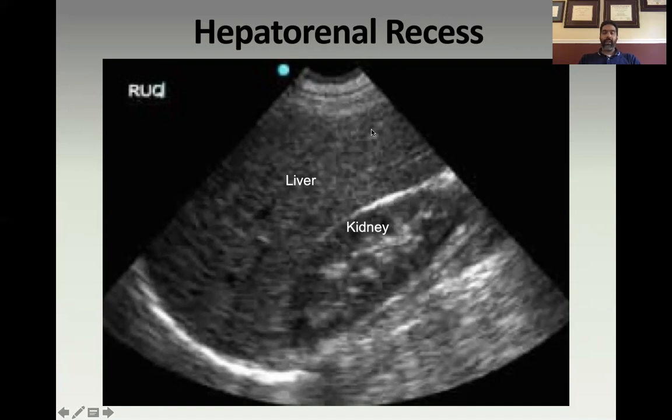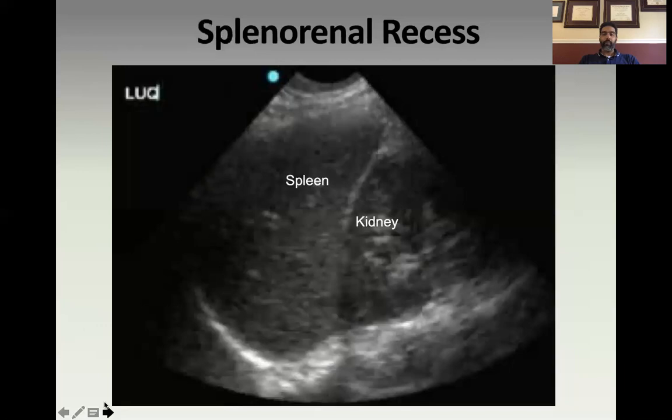And keep in mind, even though this is a still image, your FAST exam is a very dynamic study. So you're getting in this space, you're finding this view, then you're angling anteriorly, posteriorly, and tilting superiorly, inferiorly to look around through these spaces and make sure you're not missing any free fluid. So that's your first view. Go to the other side.